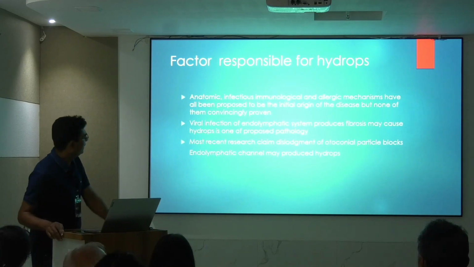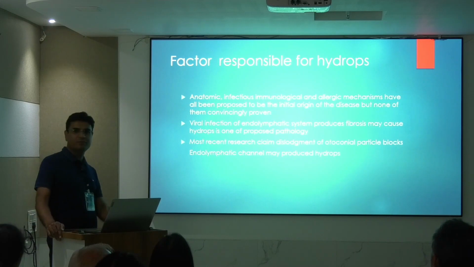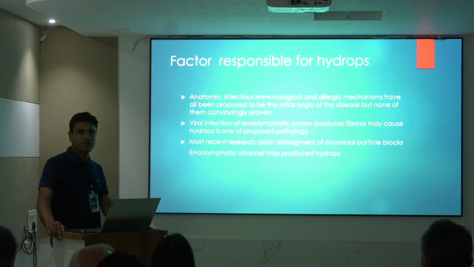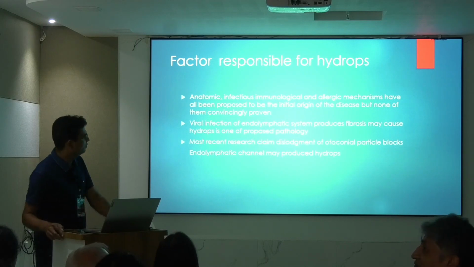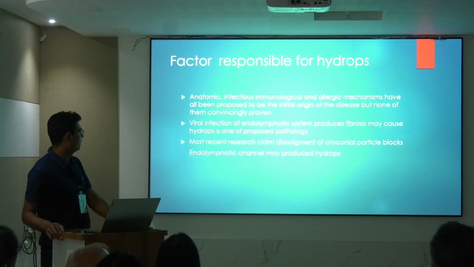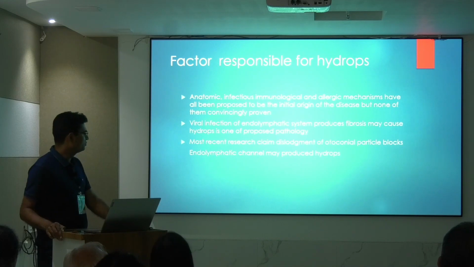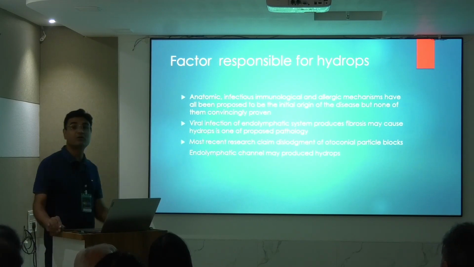Regarding factors responsible for the hydrops, again there is a lot of dilemma. There can be anatomical variation, some infectious or immunological phenomena, or allergic mechanism, but all of them are proposed mechanisms. Still, we don't have any proven fact. Similarly, viral infection is considered to be another cause which may produce fibrosis of the endolymphatic system and may cause hydrops. Most recent research shows that there can be dislodgement of otoconial particles which can block the endolymphatic channel and may produce the hydropic distension.